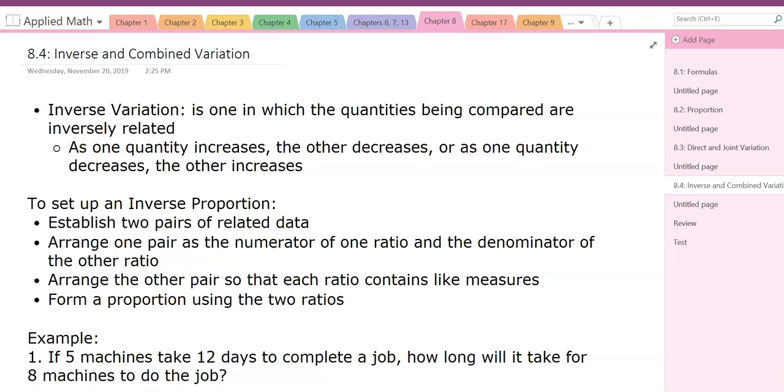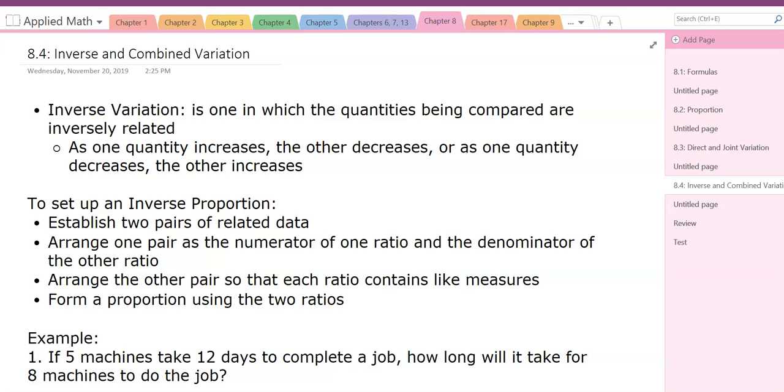Alright, so this is the last section of this chapter, and we're going to talk a little bit more about variations, but we're going to go over inverse and combined. So the last section, in section 3, we talked about direct and joint variation. Direct was when one quantity, like the x and the y, do the exact same thing. So they both increase or they both decrease. Joint was kind of the same way, except it was the product of a couple things. So it was like y equals your constant times x, and then also times z.